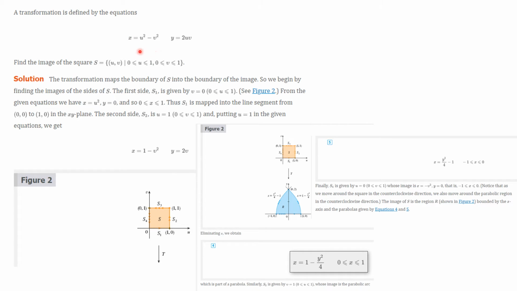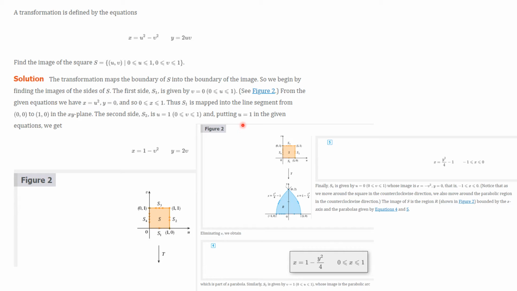So from these equations up here, we have that x is equal to u squared, and y is equal to 0. So when u runs from 0 to 1, so does x. So you see this S1 ends up being this little piece over here. And now we're going to do the second side. The second side is S2. This is S2 here. So u is equal to 1 and v runs from 0 to 1.